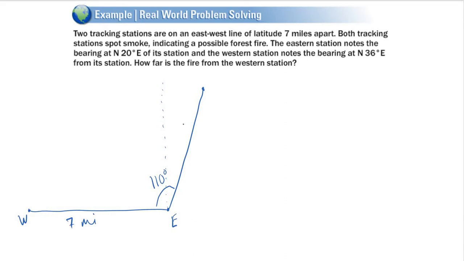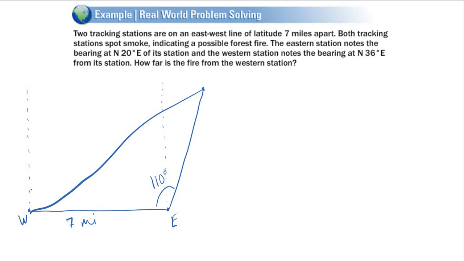The western station notes the bearing north 36 east. So same thing, let's kind of imagine there's our north-south line. So if we swing out 36, and we're going to connect this line. So let me try to do that. It's going to be kind of tricky. Try to make this look like a triangle. Not super awesome, but use your imagination, okay? It's a little easier on paper.